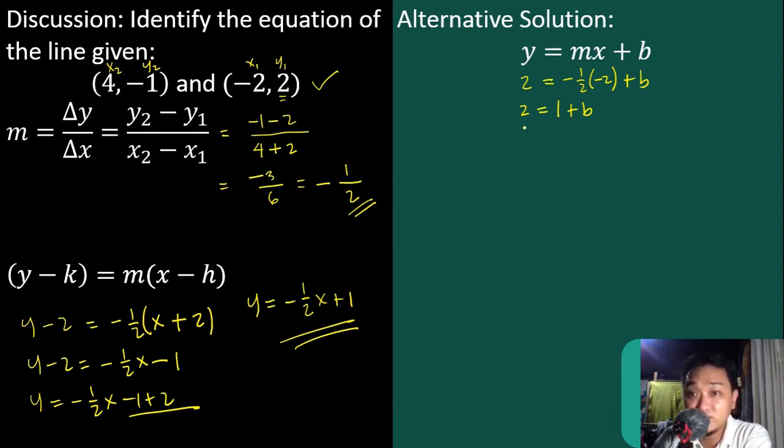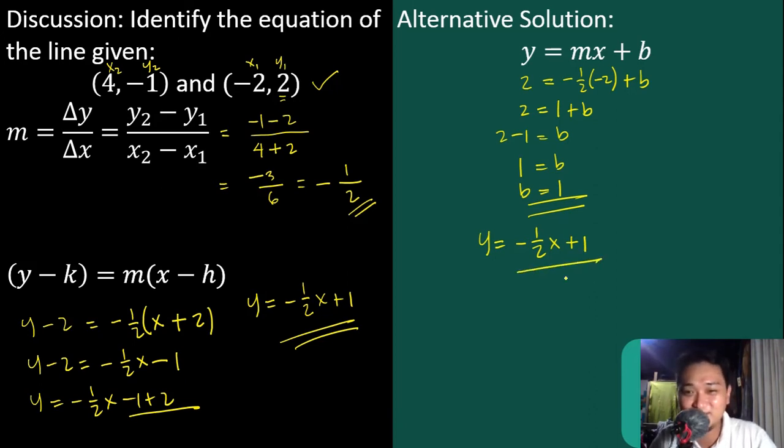Now transpose 1, that becomes 2. Transpose 1, that becomes negative 1. It is equivalent to b. 2 minus 1 is 1. And our value for b is equivalent to 1. Now, we now have a value for b. All we have to do now is to identify our linear equation. Substituting the value for m and b, we have y is equivalent to negative 1/2 x plus 1. There you go. So, pareho.